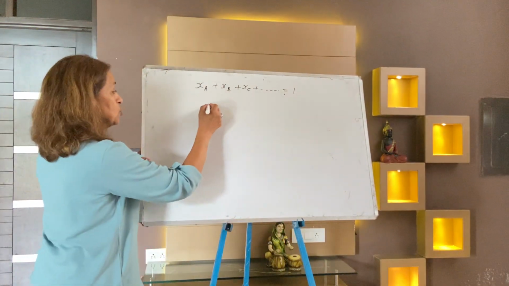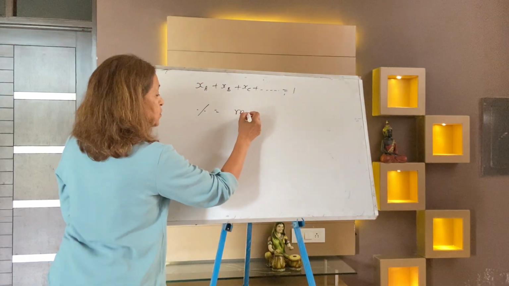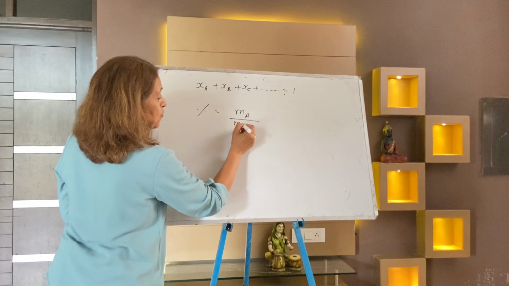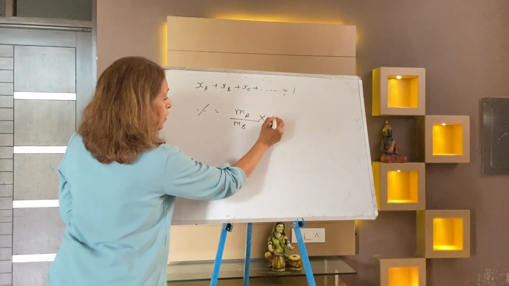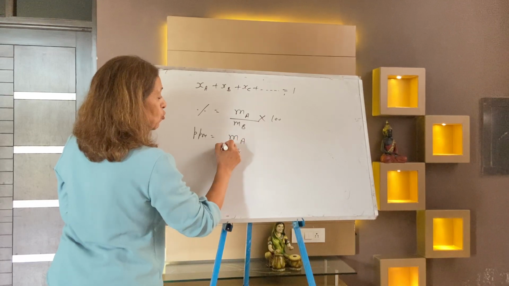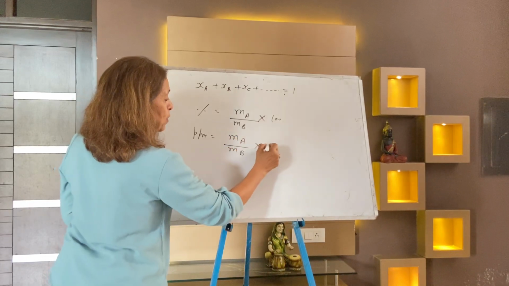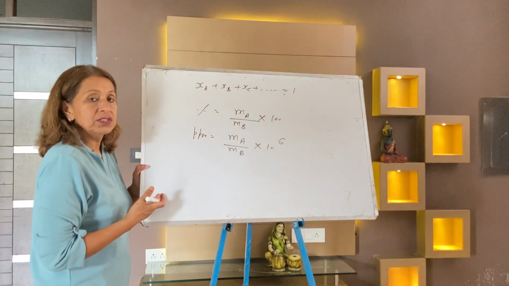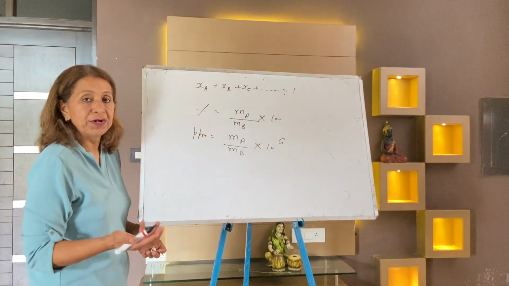If you want to calculate percentage, it's weight of solute, A for solute, B for solvent, into 100. But during calculation of ppm, it's A for solute, B for solvent, into 10 raised to power 6. Just this is the difference. When you want to calculate percentage, it is weight of solute by weight of solvent into 100.